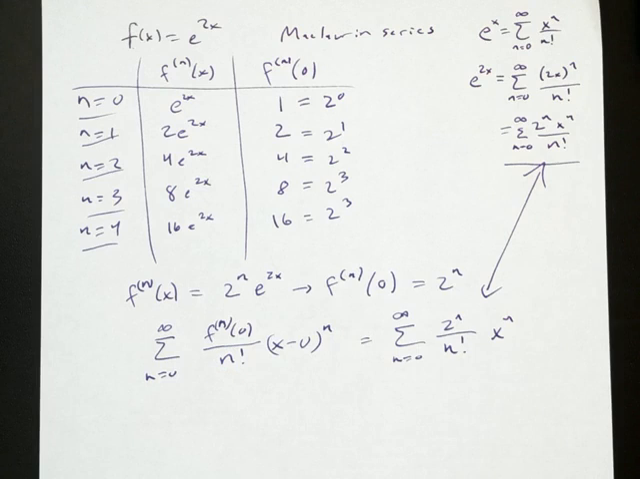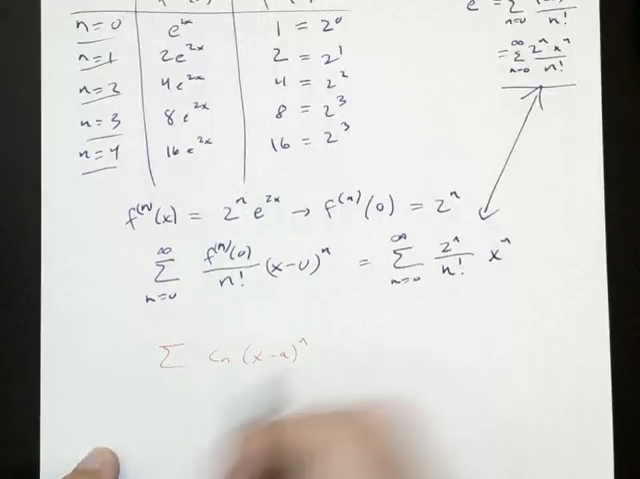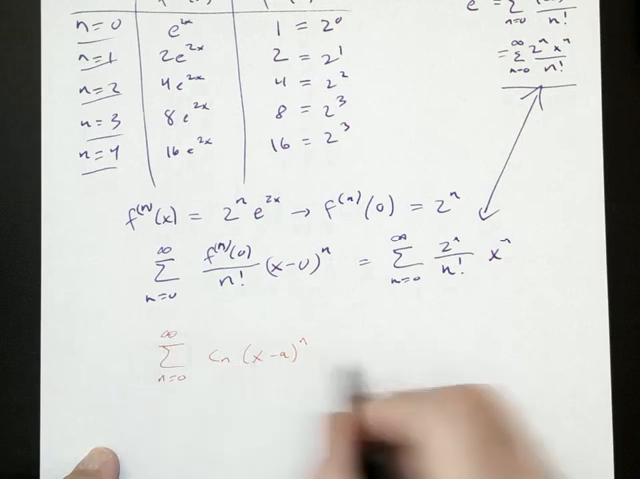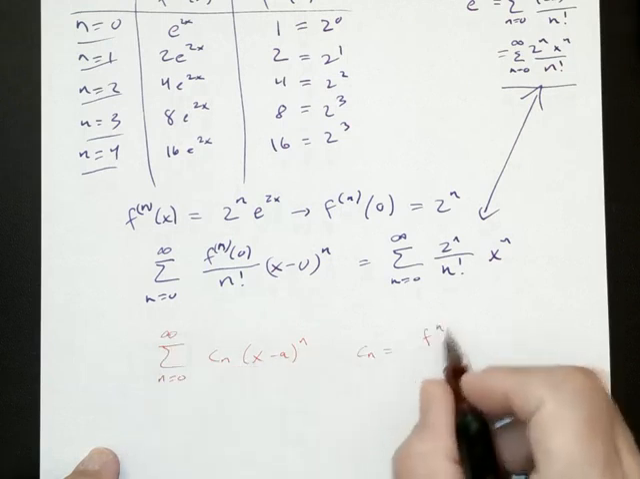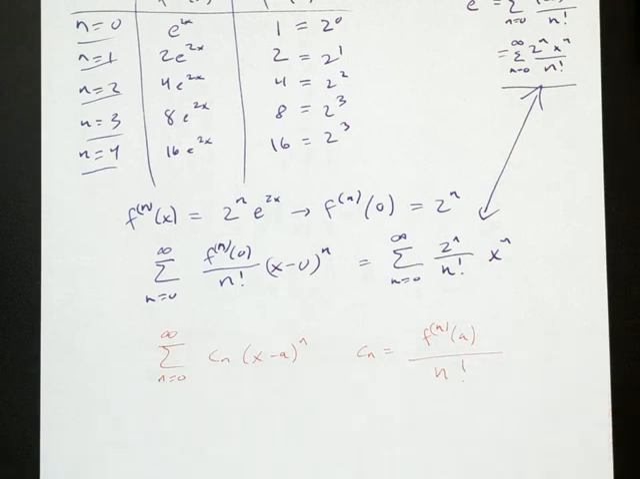Actually, when Taylor writes it, he writes it with an a, but yes. Or if you'd rather remember just the coefficient, he writes Cn times x minus a to the n, and Cn is the nth derivative at a over n factorial. 0 is for Maclaurin, a is for everything else.